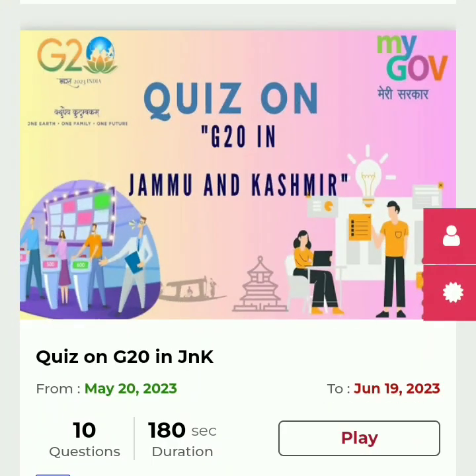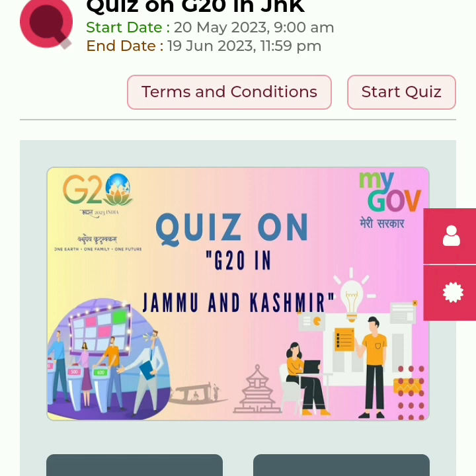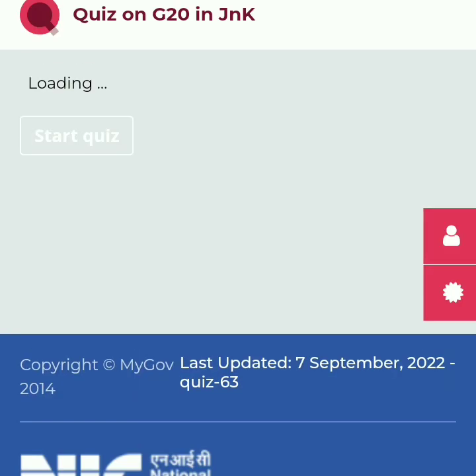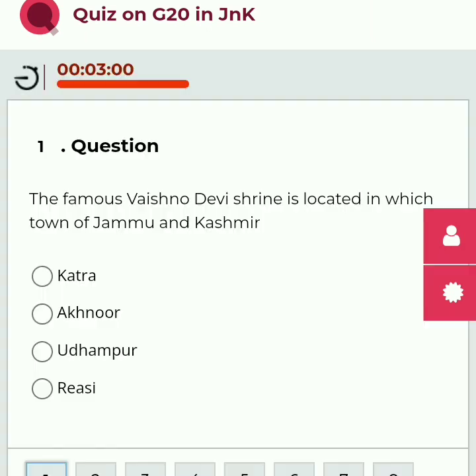Jammu and Kashmir. Start quiz. The famous Vaishno Devi shrine is located in which town of Jammu and Kashmir? Katra, Akhnoor, Udhampur, Riasi.